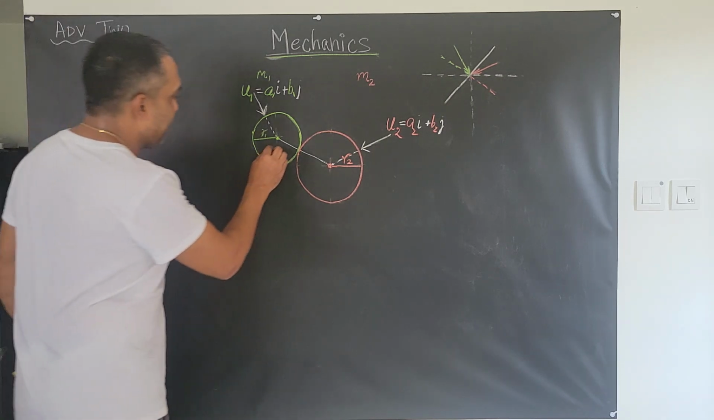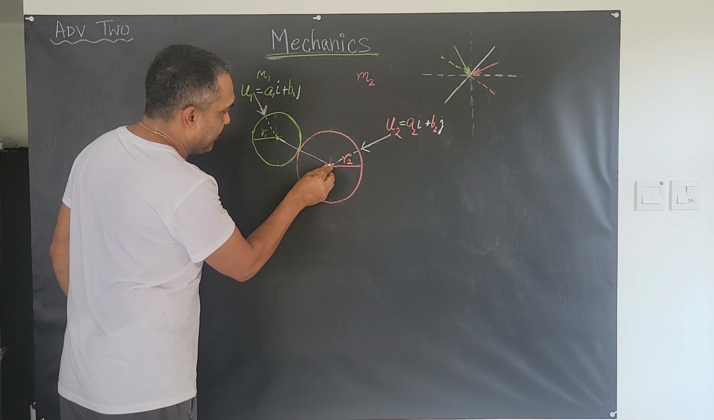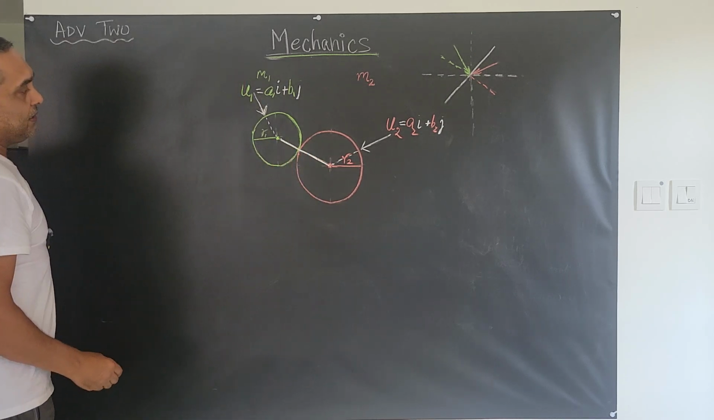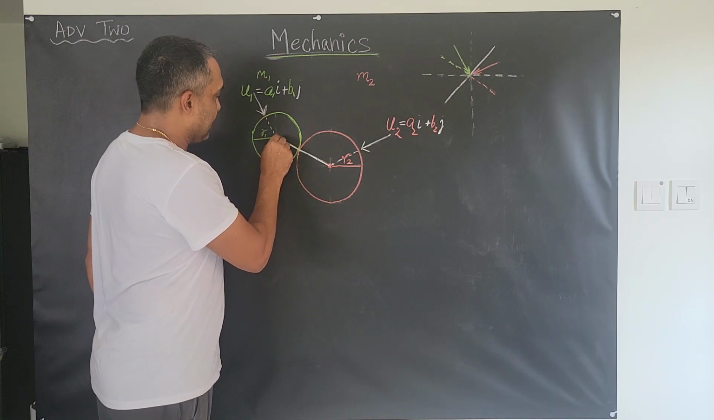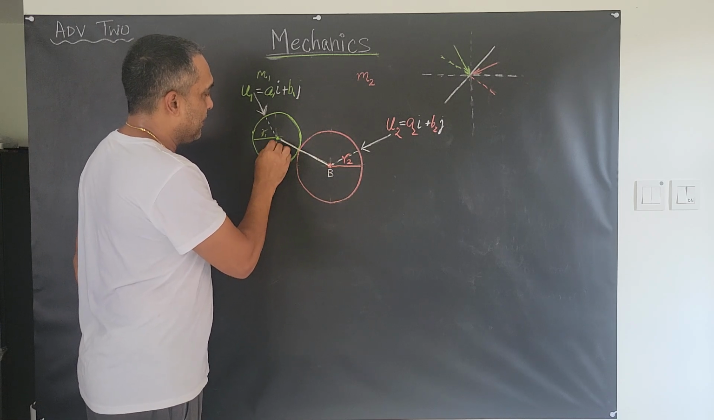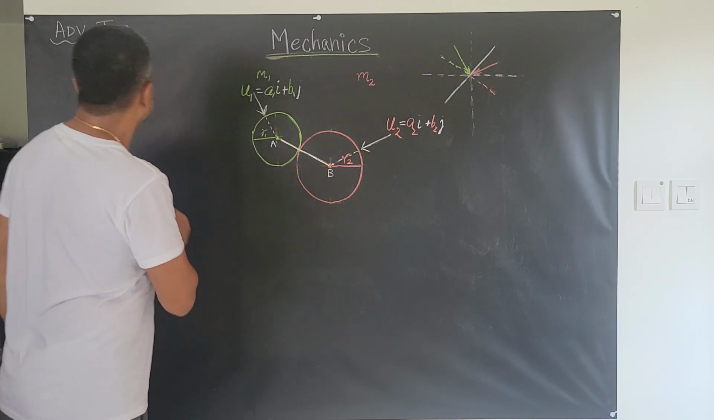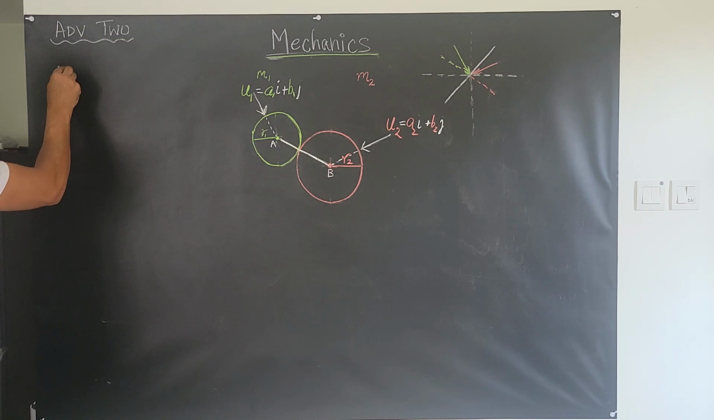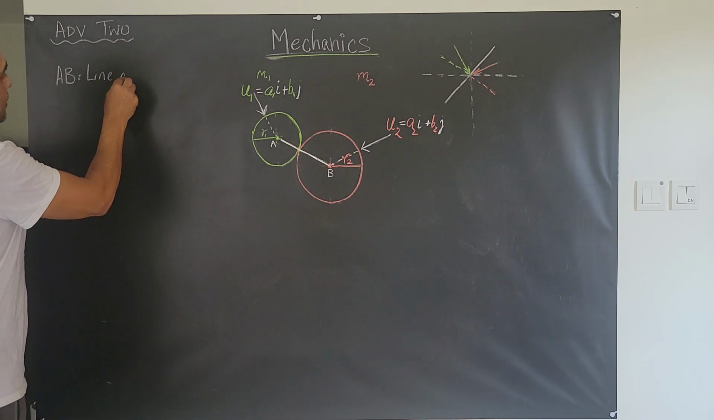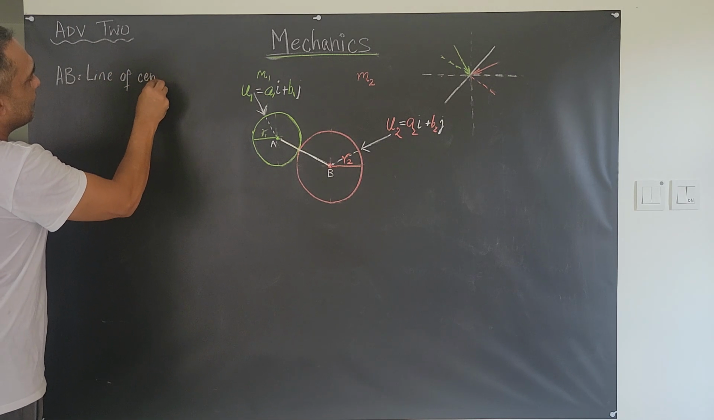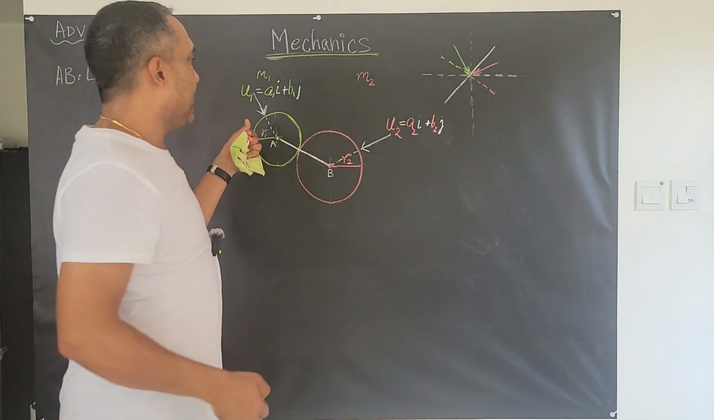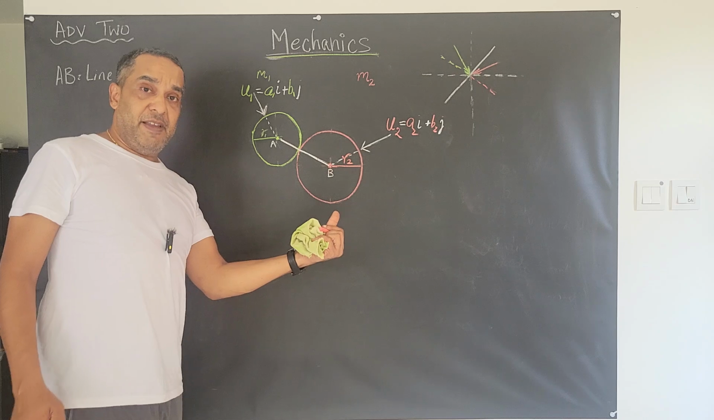But I want you to remember the most important thing. I briefly touched on this in the core playlist. This line here, I'm going to call this line AB just for the sake of it. This is very, very important. This is the line of centers. Just keep that in mind. Line of centers. And your problem can often specify a directional vector for the line of centers.